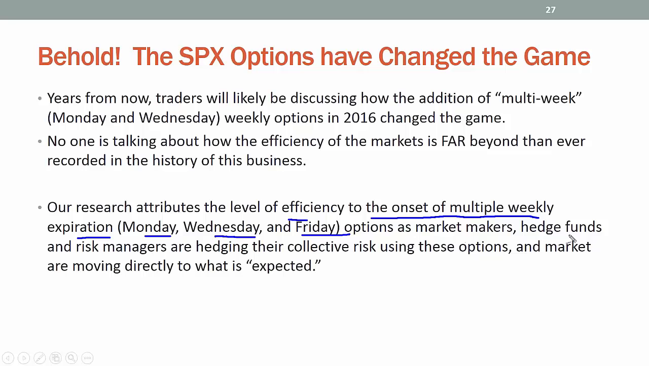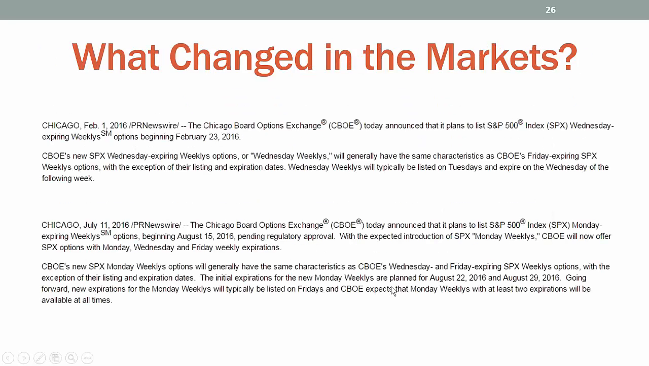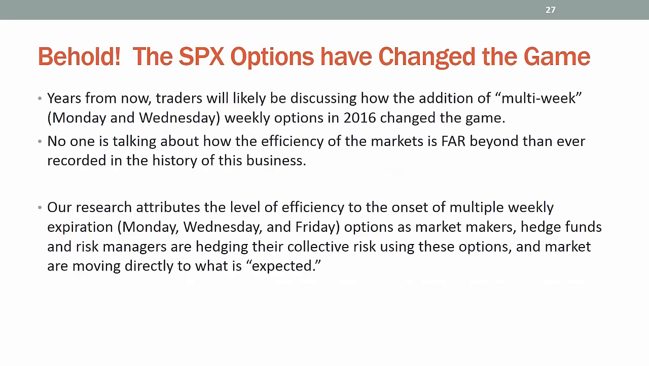As market makers, hedge funds, and risk managers are hedging their collective risk using these options. You see, what it comes down to, and I'm going to give you a summation over here. The marketplace is now getting a price tag on risk for Monday, Wednesday, and Friday. And all the market makers and the hedge funds and the risk managers never had this data before because the data never existed before. Why did the data never exist? Because the product didn't exist, people. The product is brand new in 2016.